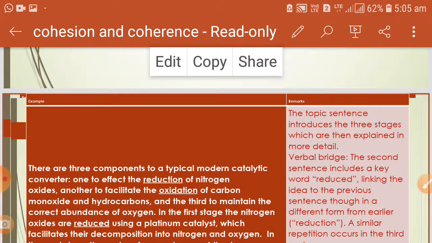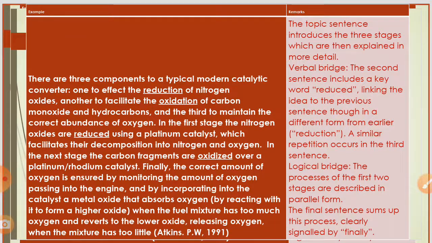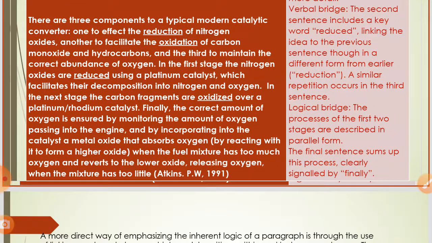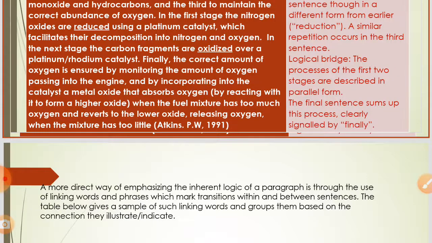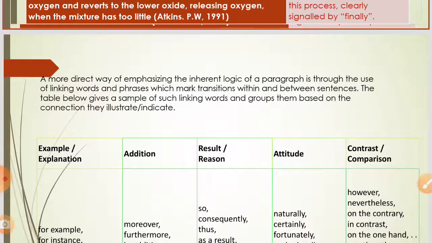On the right side, we see that the topic sentence introduces the three stages, which are then explained in more detail. Verbal bridge: the second sentence includes a keyword, reduced, linking our idea to the previous sentence. So the same thing has been discussed earlier. Next, a more direct way of emphasizing the inherent logic of a paragraph is through the use of linking words and phrases which mark transitions within and between sentences.